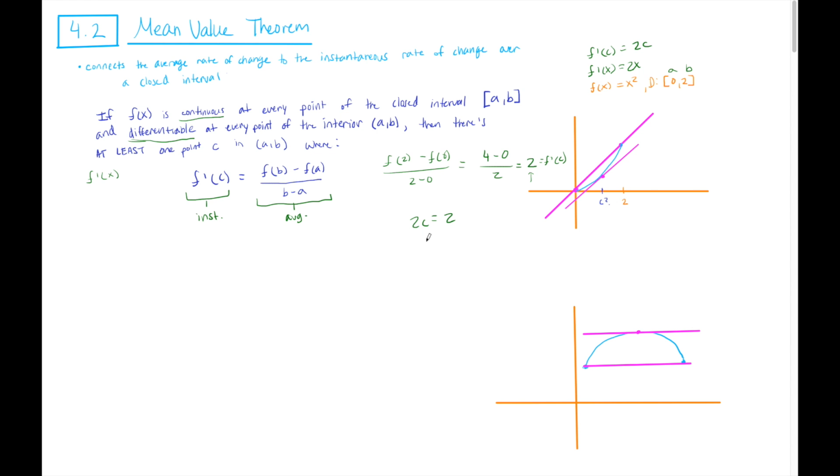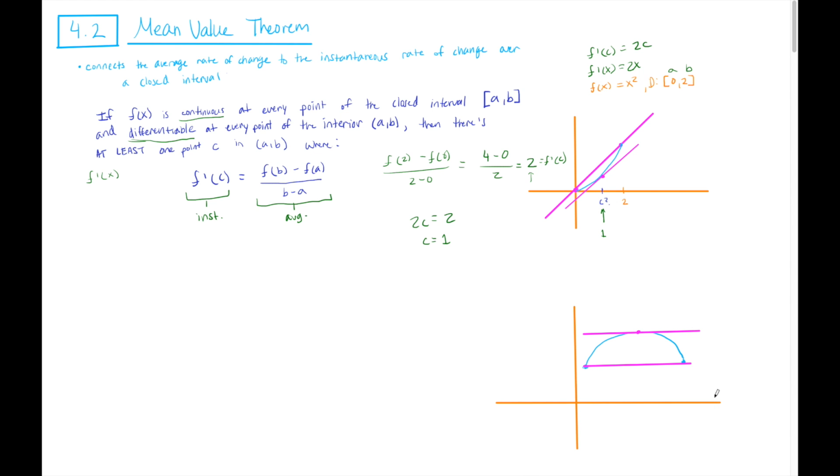Therefore, if you want to know the actual point c, it's 2 divided by 2, which is 1. So our value on the horizontal axis, c, would be 1. And at x equals 1, both the average rate of change in the interval and the instantaneous rate of change would have a slope of 2.